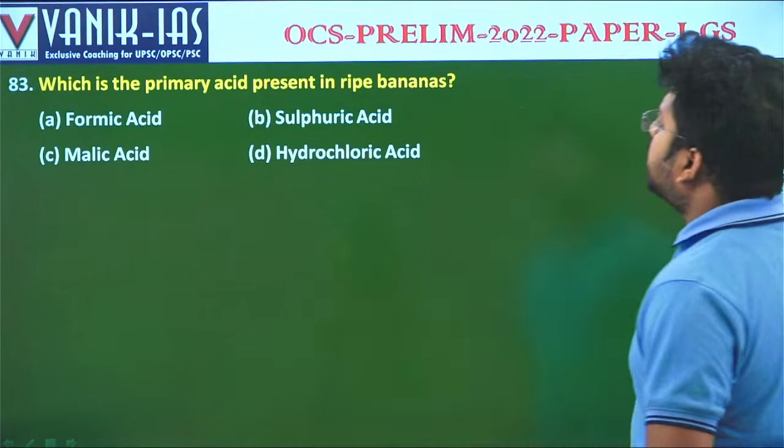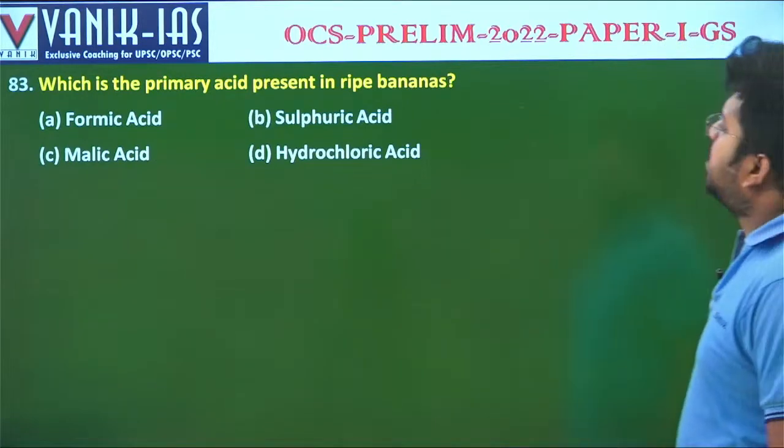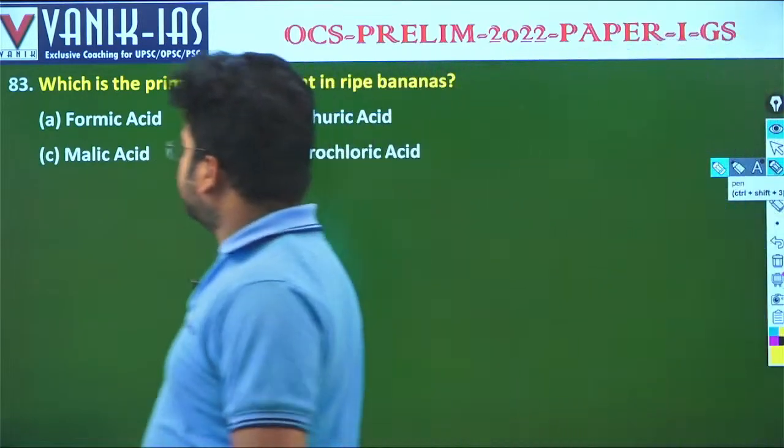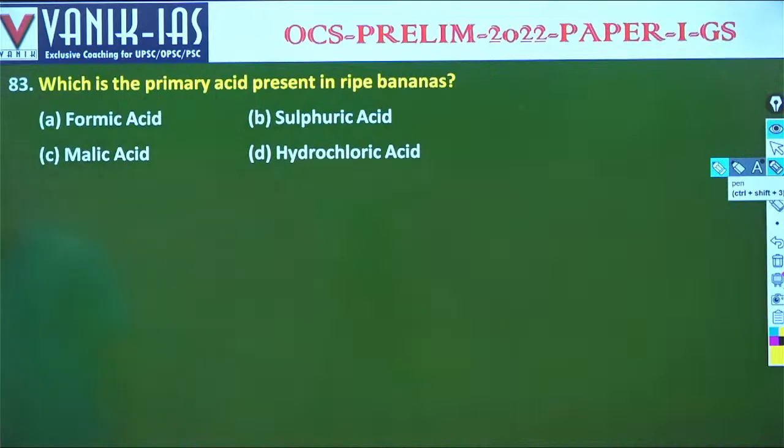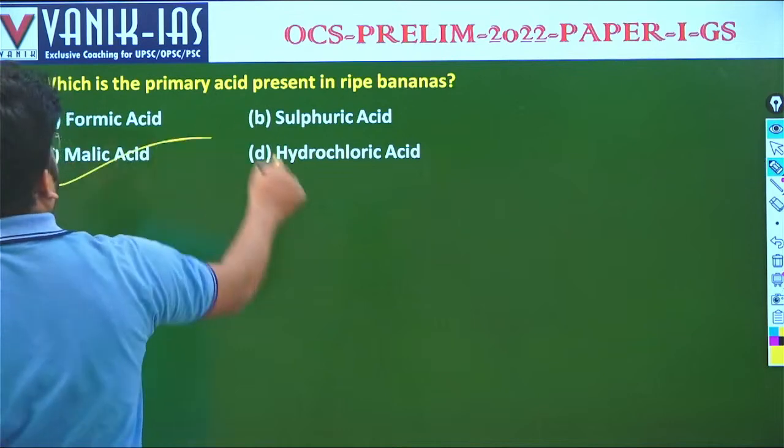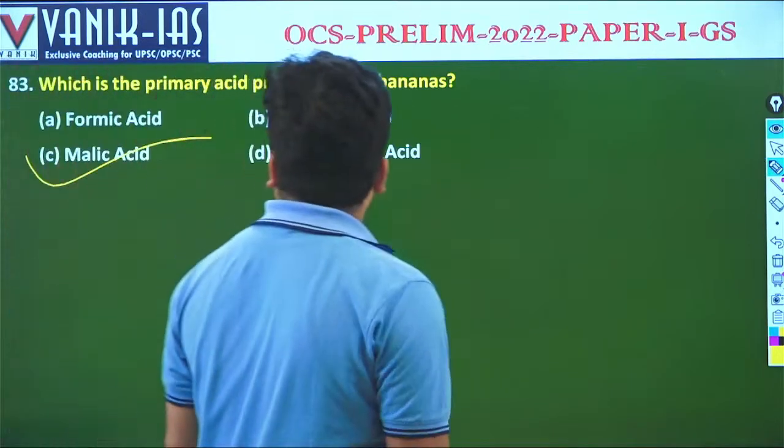What is the primary acid present in bananas? Formic acid, sulfuric acid, malic acid or hydrochloric acid. It is malic acid that is present in bananas. Malic acid, C.